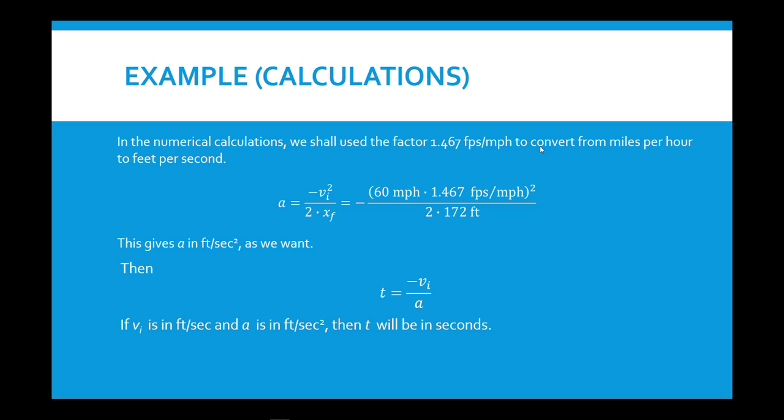We're also then going to calculate our time after we get our acceleration. And we worked this out before. Our time is equal to the negative of the initial velocity divided by this acceleration. The velocity is in feet per second. The acceleration is in feet per second squared. And what that will lead to, if you do the unit calculation, is t will be in seconds, which is what we would expect it to be in.